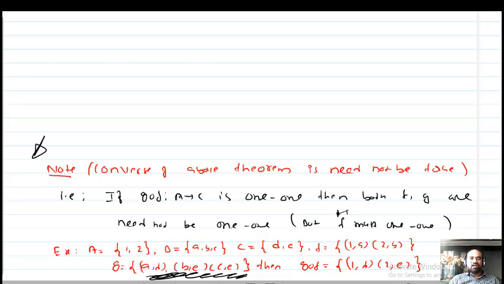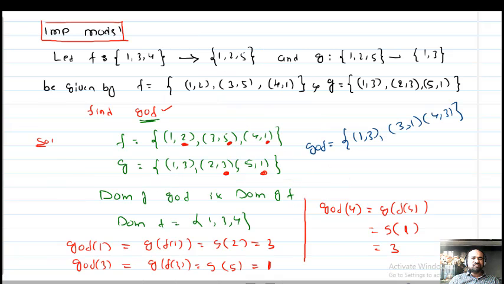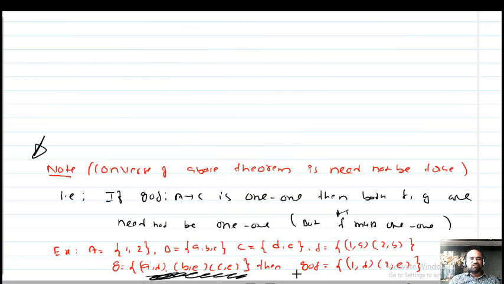But find g circle f. I already explained how to find g circle f, just now. Using that, find g circle f. So for example, your g circle f is (1, d), (2, e), obviously. So what happened here? This is 1-1. Observe, 1 and 2 go to d and e, 1-1. So g circle f is 1-1. But here f is 1-1, but g is not 1-1.